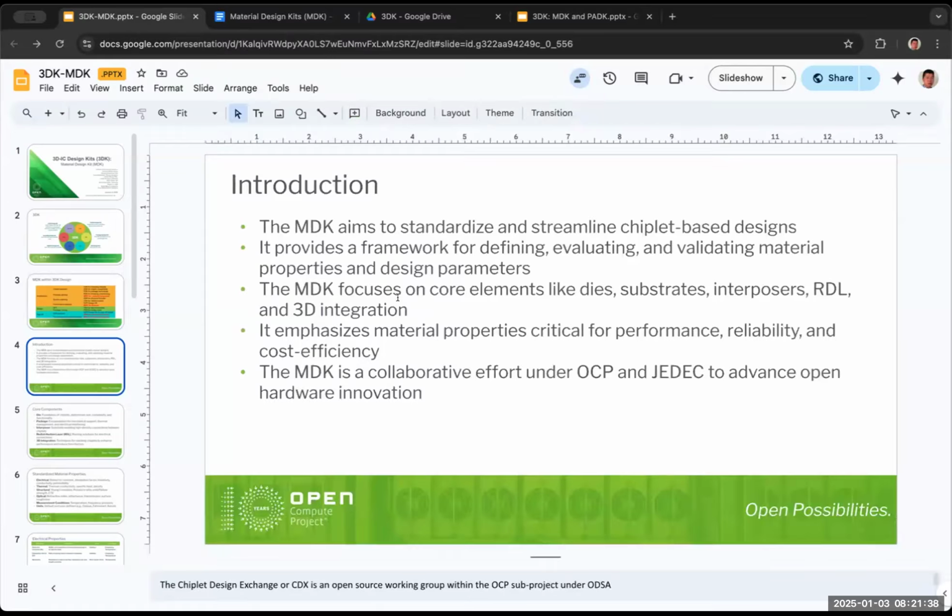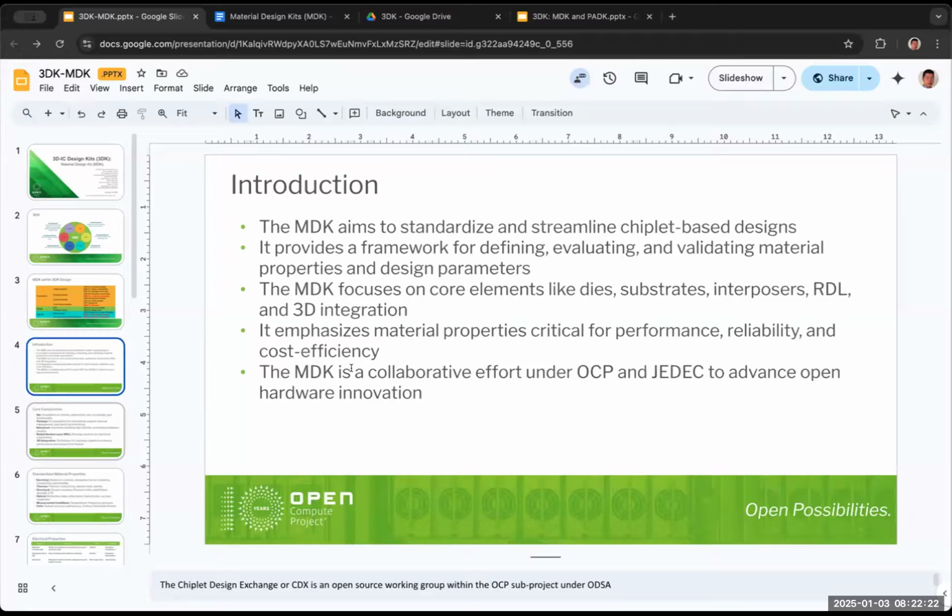So for the intro, the MTK aims to standardize and streamline chiplet-based design. We all know material is very crucial when designing a chip and also a chiplet. It provides a framework for defining, evaluating, and validating material properties and also design parameters. Here we mainly focus on all the core components such as the die, substrate, interposer, RDL, and the 3D IC. It really emphasizes that materials have an impact on performance, reliability, and also cost.